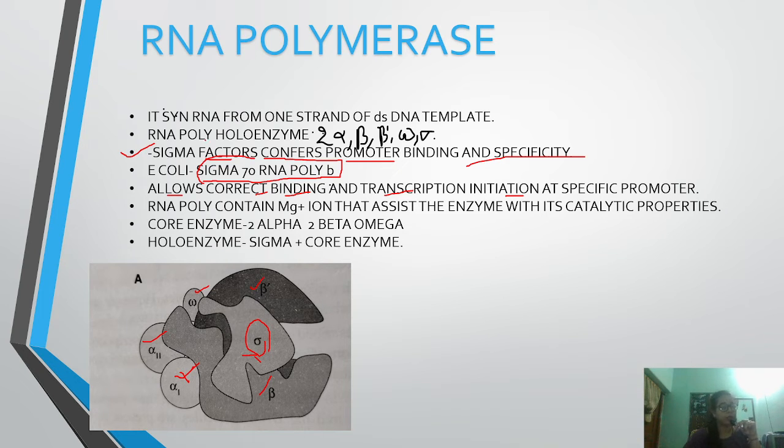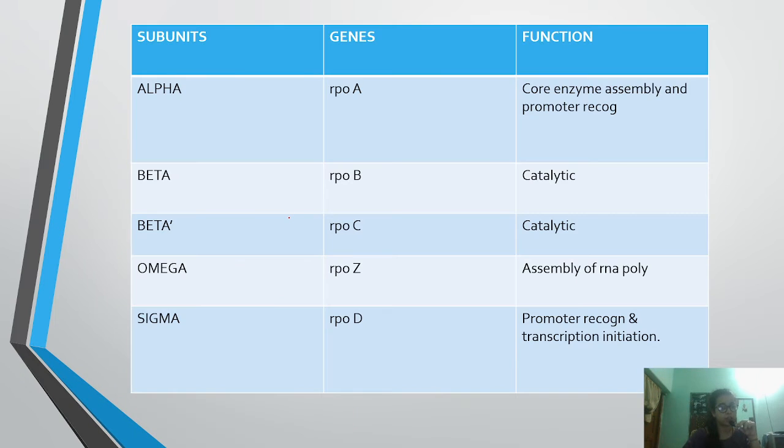So I have told you that there are four core enzymes: 2-alpha, 2-beta and 1-omega. What is holoenzyme? Sigma plus these core enzymes is known as holoenzyme. This is very, very important, and the sigma is very important because it plays an important role in the process of transcription, for the initiation purpose.